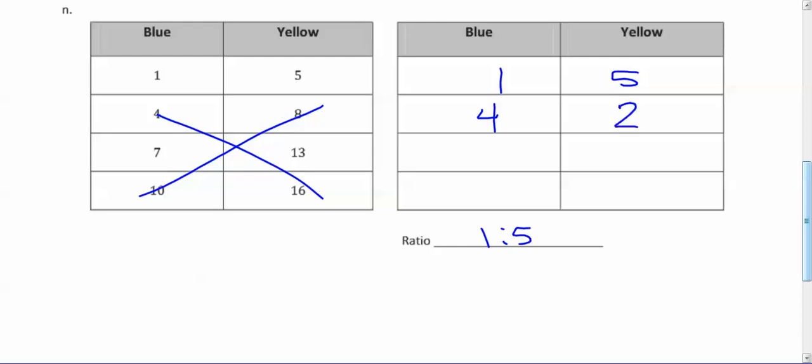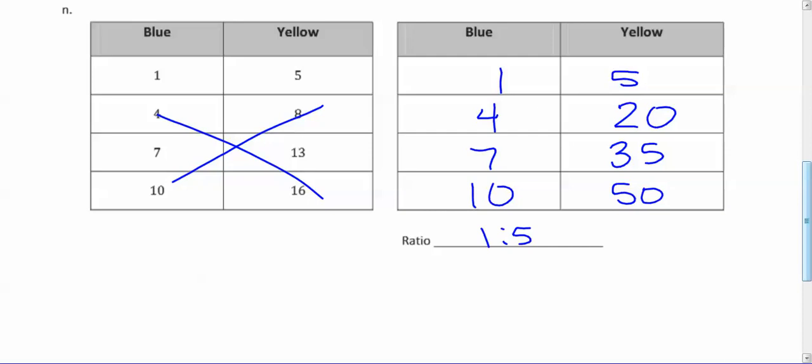All right, so 4 times 5 is 20. 7 times 5 is what? 35. Very good. And what's that, 10? 10. Yeah. I shouldn't have crossed it out. All right, 10 would be what? 50. There you go.